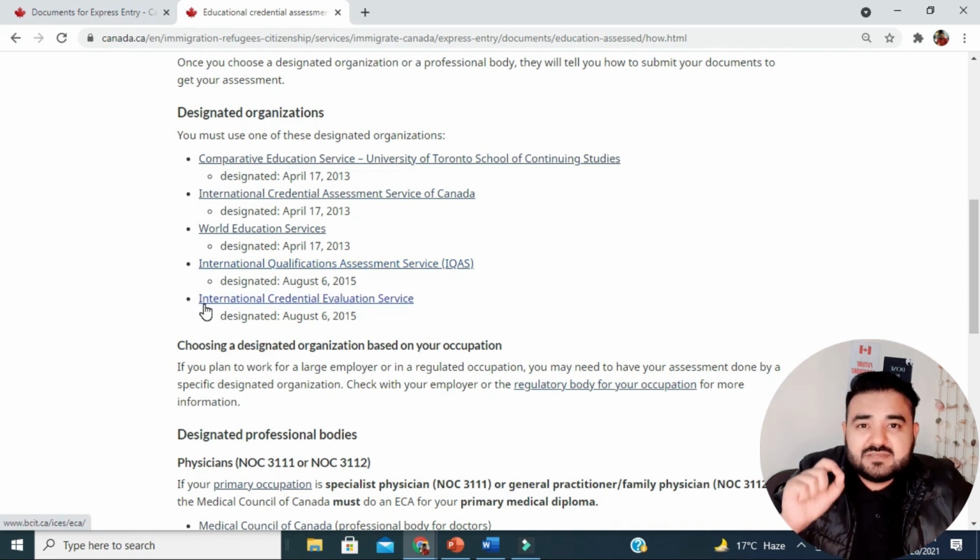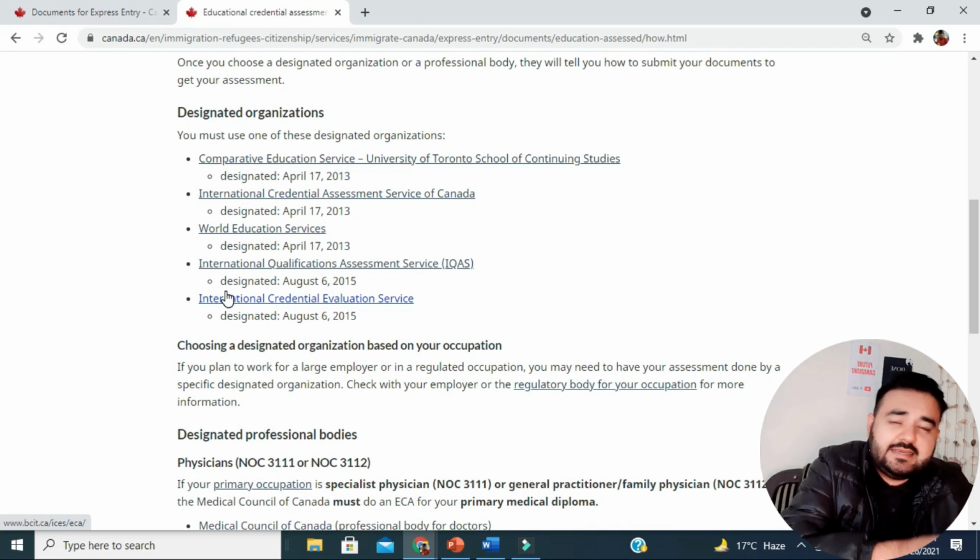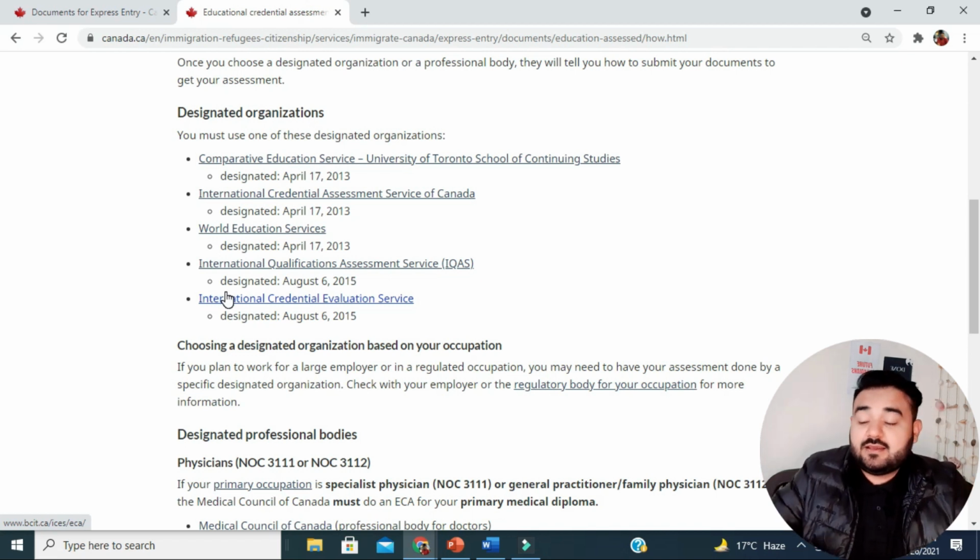Now, the first misconception that people have: they think that WES is ECA. I mean, I come across so many people who think that WES is equal to ECA, ECA is equal to WES. And if I tell them to choose another ECA body, then they say that I am going for WES. So what is the difference between WES and ECA?